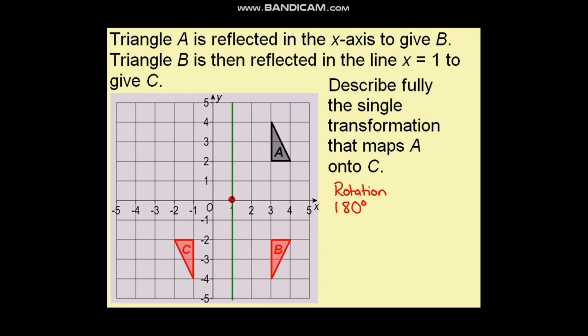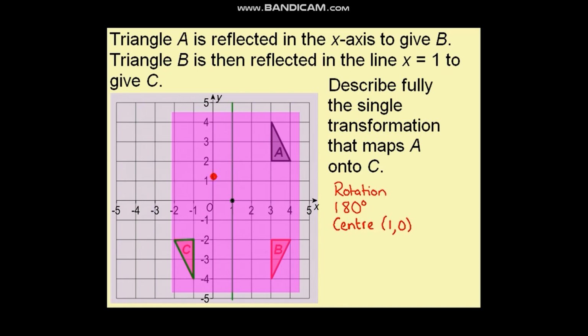I need to double check this though, and I'm going to use tracing paper to do that. So I trace shape A onto the tracing paper, and then I mark the point where I thought the centre was going to be, and I start rotating to see if the triangle ends up exactly on top of shape C. It does, so I know that this is the correct centre, and the coordinates are 1, 0, so I write that into my description.